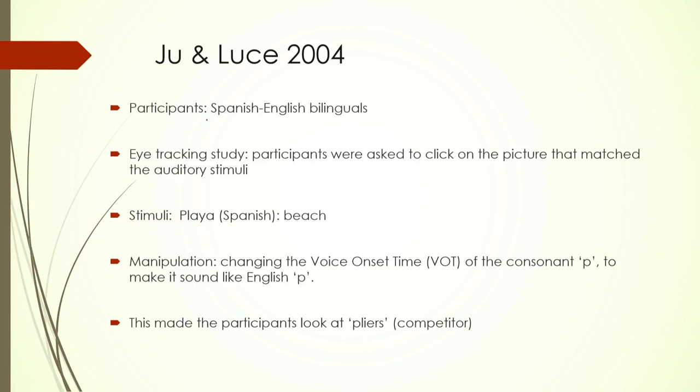Another study looked at Spanish-English bilinguals. This was again an eye tracking study, and they were asked to click on the picture that matched the auditory stimuli. They were listening to auditory stimuli and there were pictures in front of them. They had to click on that picture. The stimulus was playa in Spanish, which means beach. Now there was a crucial manipulation in this particular case. They changed the voice onset time of the consonant P. The sound that the letter P has in Spanish is different from the sound that it has in English. So by changing the voice onset time of this consonant to make it sound more like the English sound corresponding to this letter, they gave this kind of auditory input. The word was the same, but the P part sounded like English. It did not sound like Spanish. And this is a very, very subtle change in the input stimulus. They're listening to Spanish words.